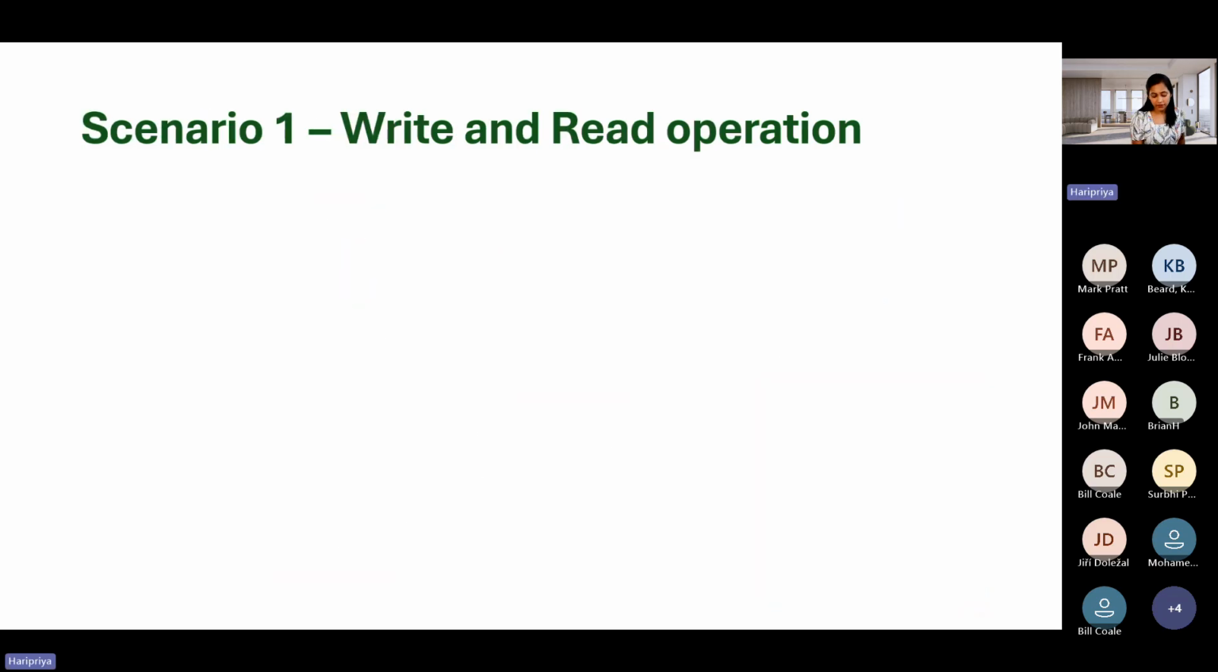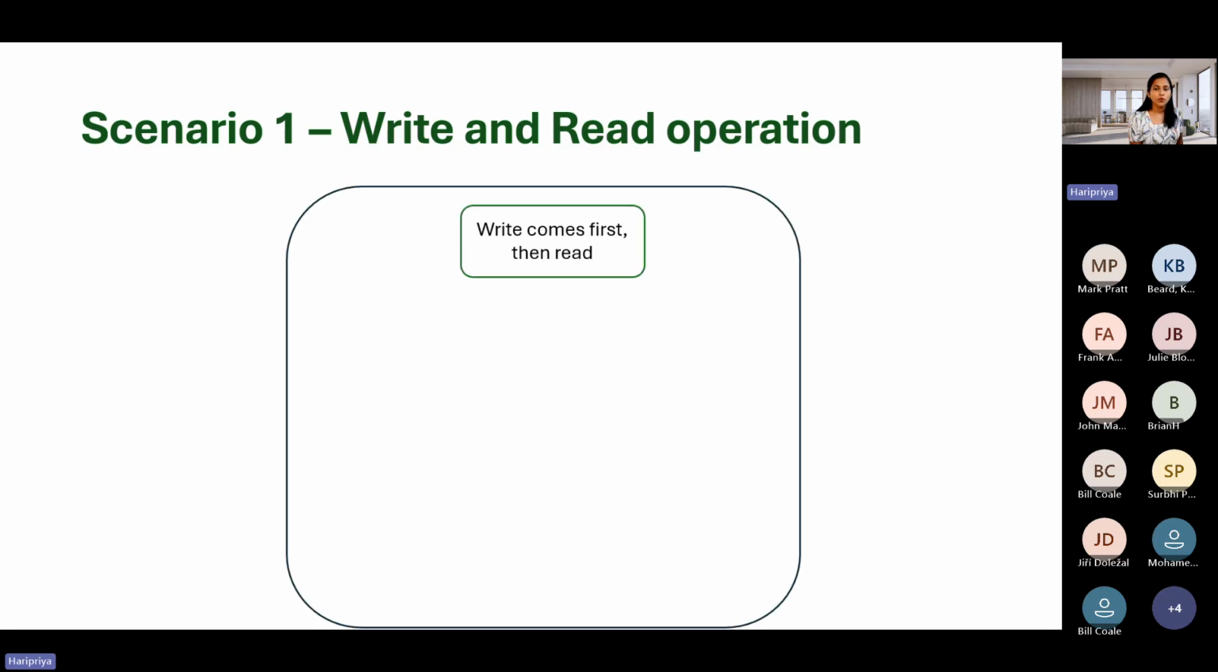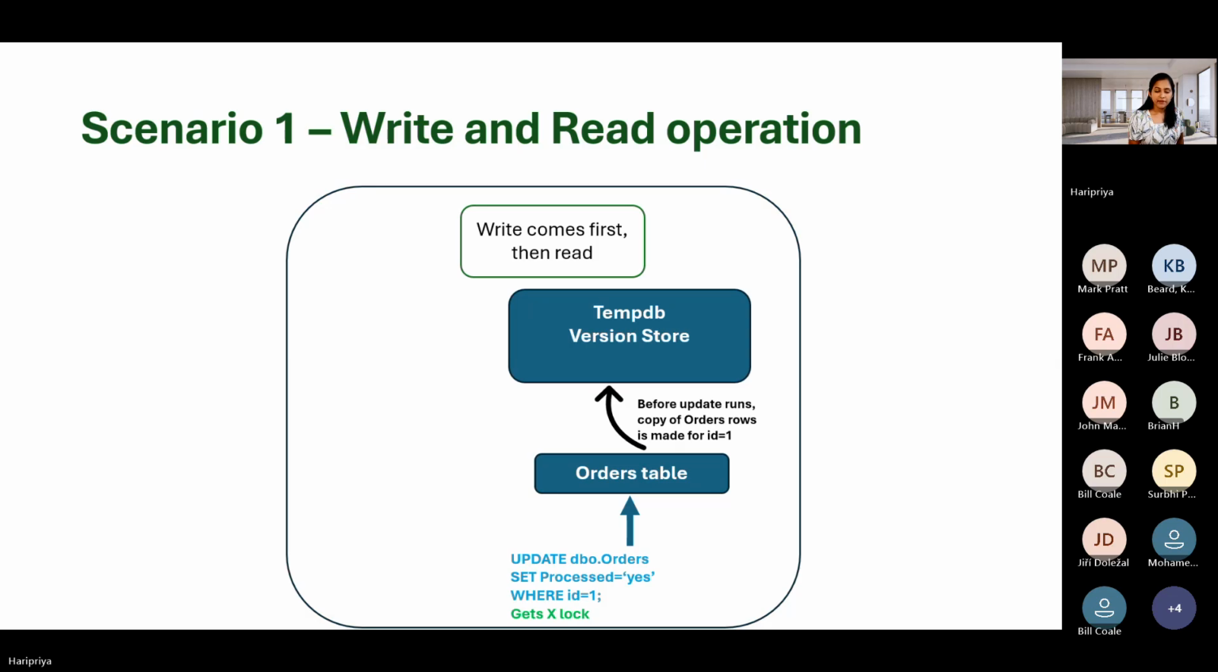Let's take a few scenarios. Take a look at a few scenarios here. The first one is when you have a write operation coming in to an orders table, you run an update statement and it is going to get the exclusive lock. Before it runs the update, just like how we saw now, it will make a copy to the version store. Now, when the select statement comes in, it will read from the version store. All right, we all know the scenario now on RCSI.